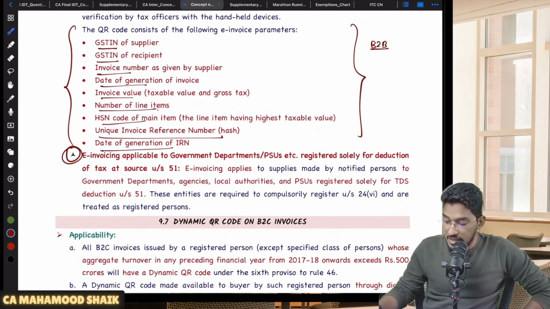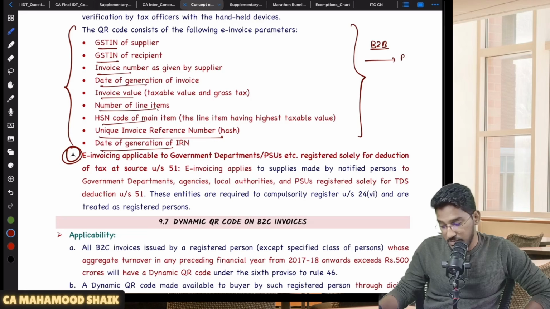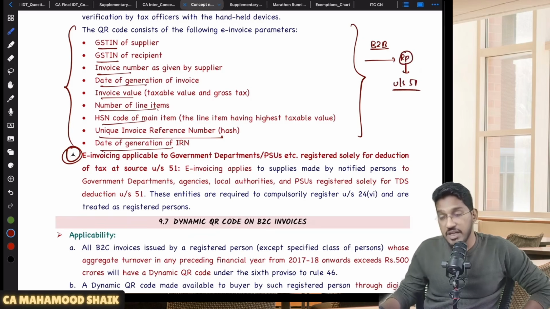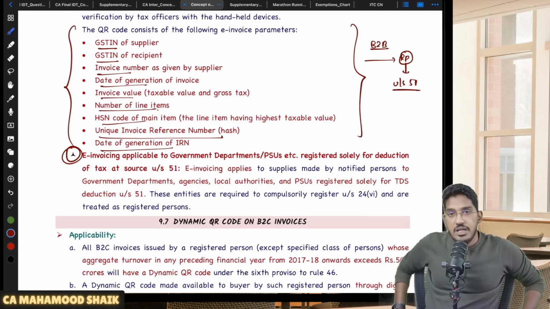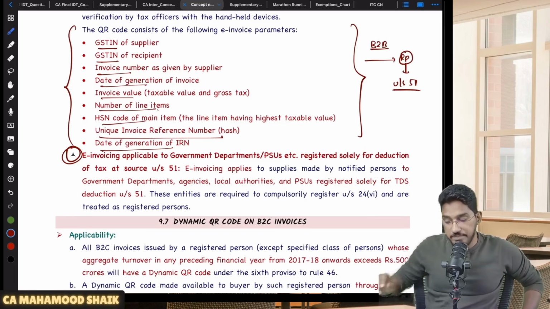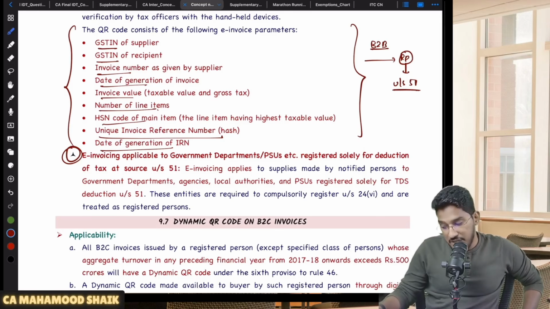And one more important circular they have issued. You told that for B2B supplies, e-invoicing will become applicable, no? Let us say I am making a supply to a recipient who is registered, but that recipient has taken registration only under section 51 for deducting TDS. Just now, as we have covered in the TDS chapter, we have seen the people who are required to get registered themselves under section 51. Okay, sir, I am a registered person, I am a supplier. My aggregate turnover has exceeded 5 crores.